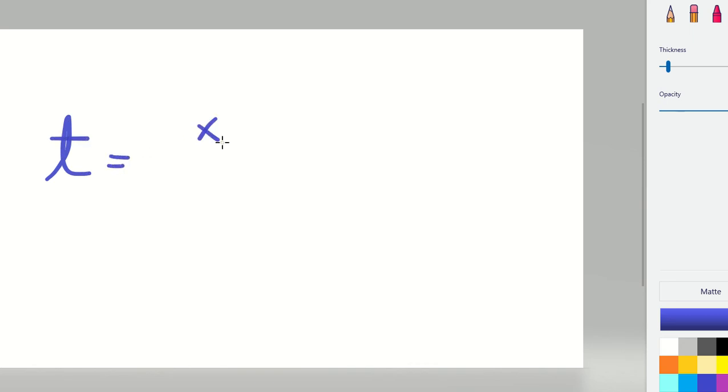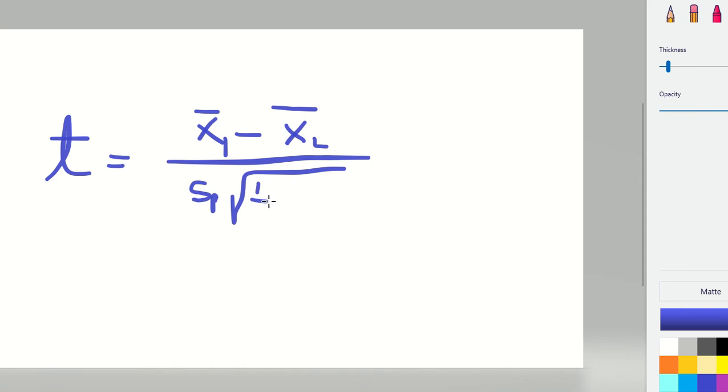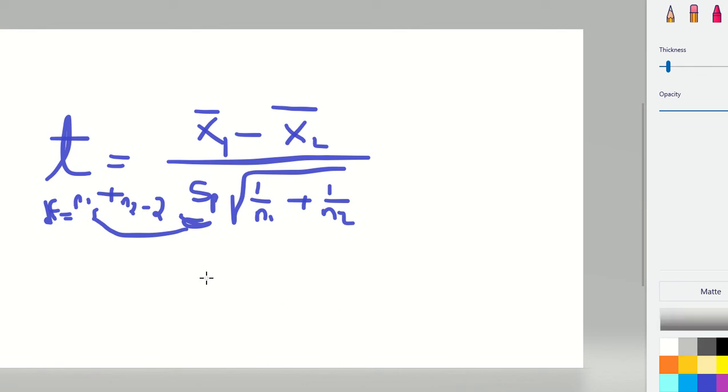It's x bar 1 minus x bar 2, and you divide by the S pooled times the square root of 1 over n1 plus 1 over n2. We talked about what the S pooled is, and we said that the degrees of freedom of that S pooled is the degrees of freedom of the t-test, and therefore it's n1 plus n2 minus 2. Now, for this to work, I have given you a very stringent requirement, that the degrees of freedom had to be greater than or equal to 25.